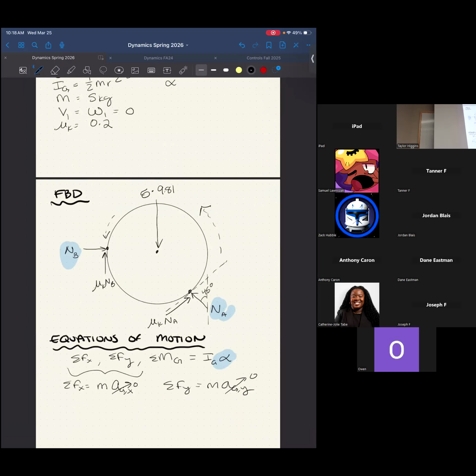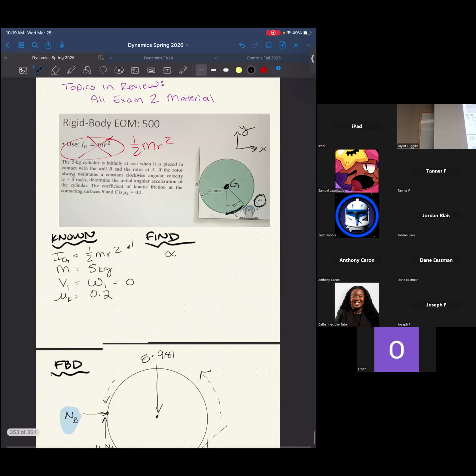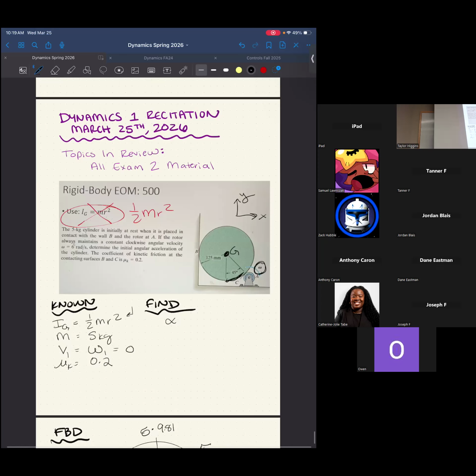Quick question, Dr. Higgins. We don't assume that the bigger cylinder is also spinning at the same rate as the wheel because it's going the other way. So we just assumed it was 0. No, we assume it's 0 because it tells us that it's initially at rest. Oh, okay.